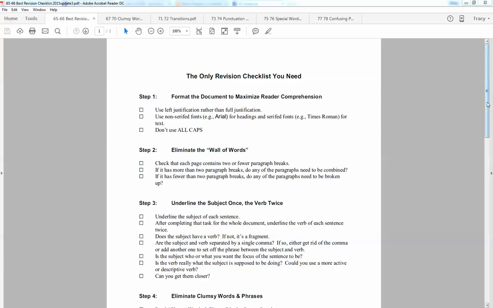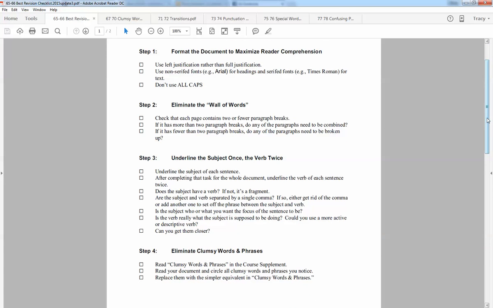The second step is to eliminate the wall of words. This is about paragraphing. You want to make sure that you have managed the information for the reader so that the reader doesn't have to organize the information on her own as she reads the document.